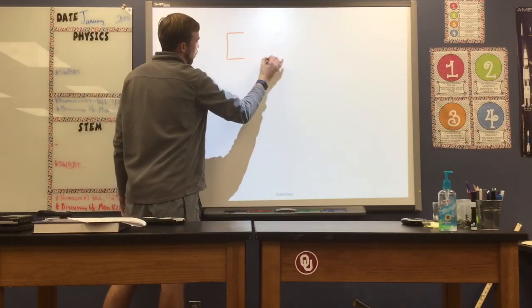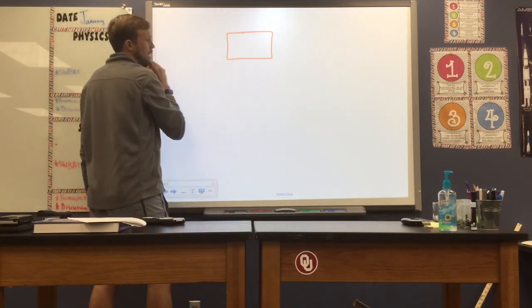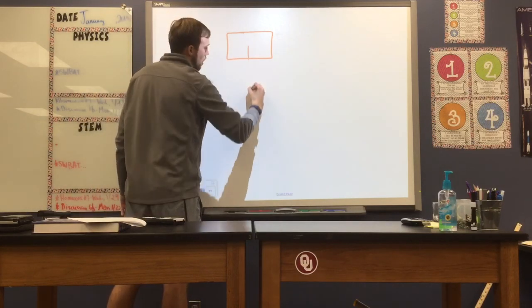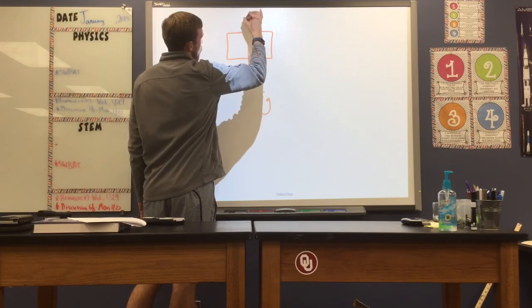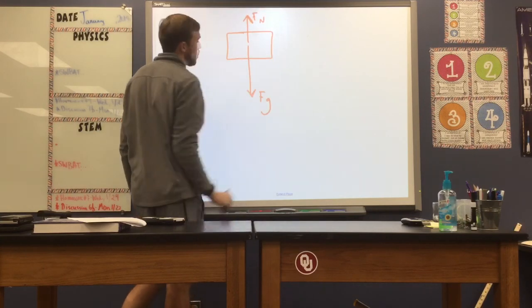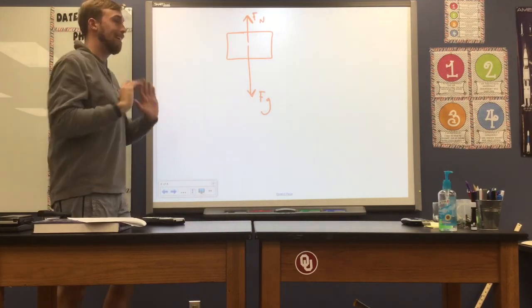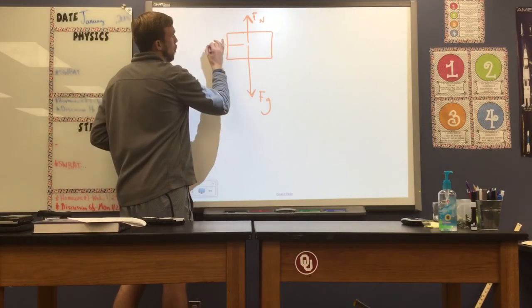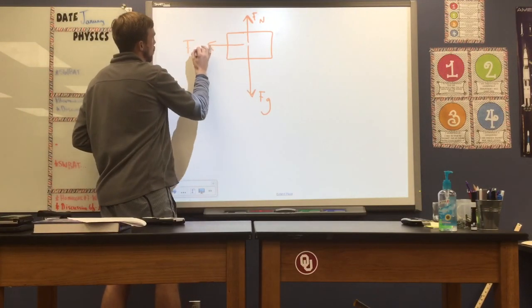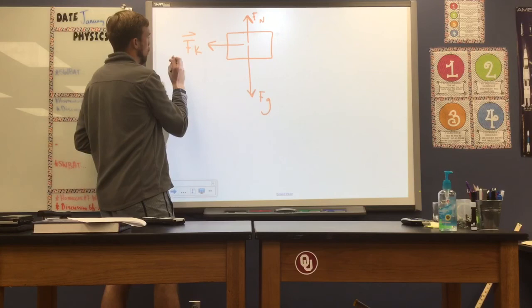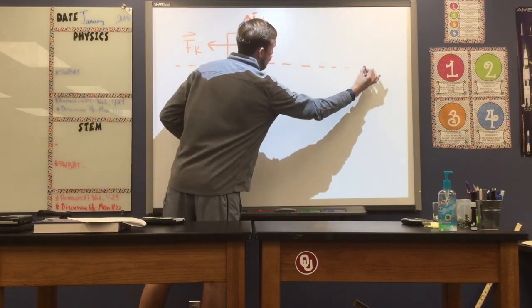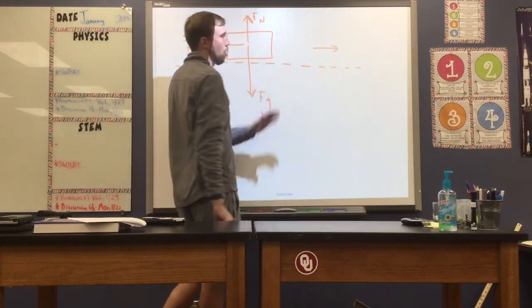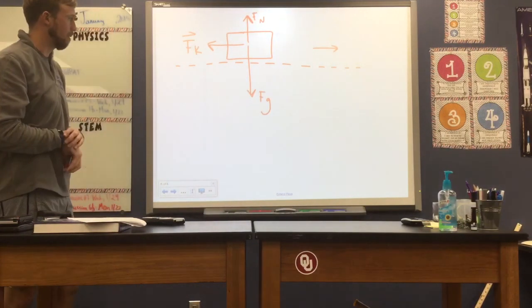So, I'm just going to draw a very generic picture of my sled. Now, our sled is experiencing a gravitational force. It's experiencing a normal force. And we'll say after it's kicked, the only force in the horizontal direction is our frictional force. So effectively we're kind of moving this way to show that friction's working against us.